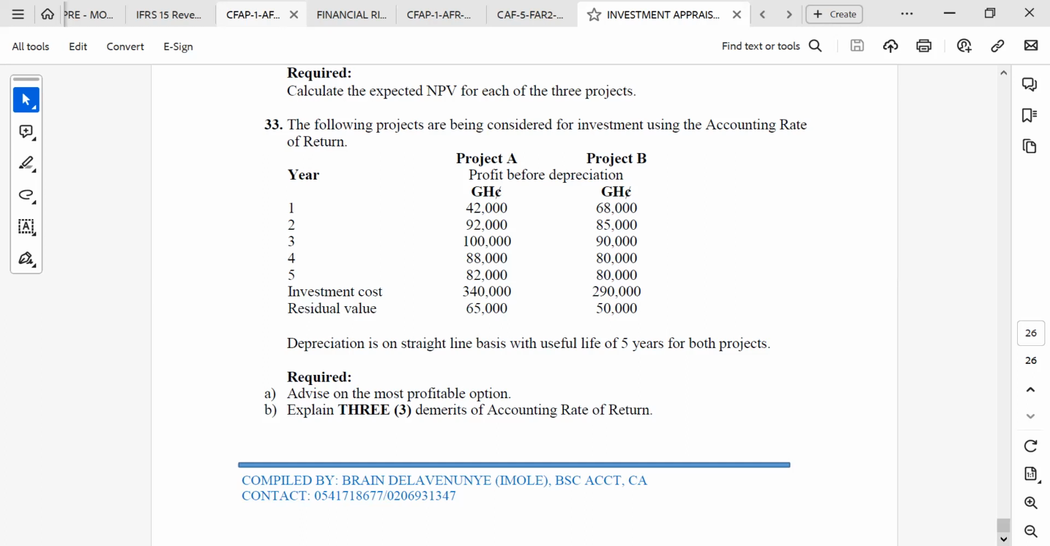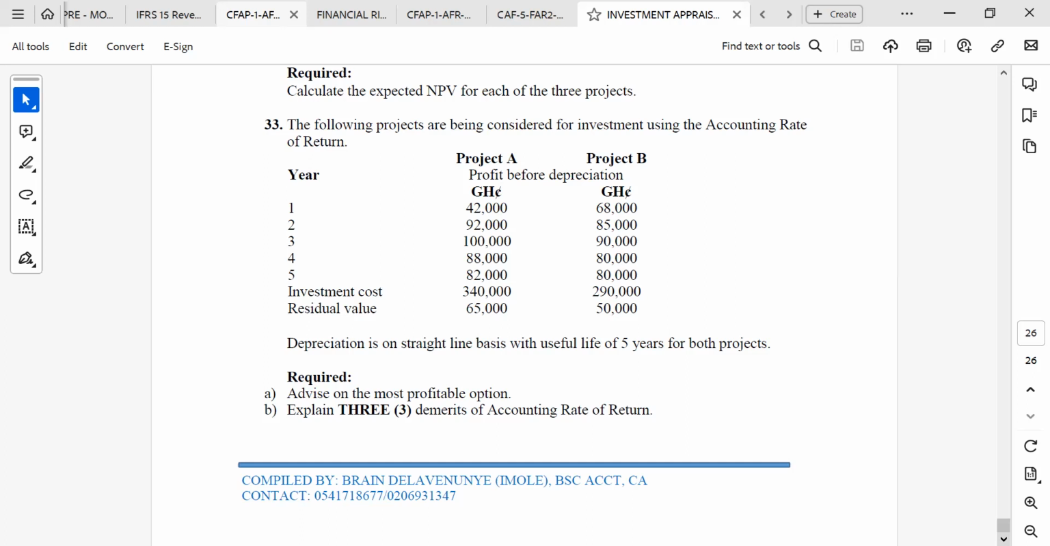Question 33, who is reading for us? The following projects are being considered for investment using the accounting rate of return. Depreciation is on straight line basis with useful life of 5 years for both projects. Required: A. Advise on the most profitable option. B. Explain 3 demerits of accounting rate of return.